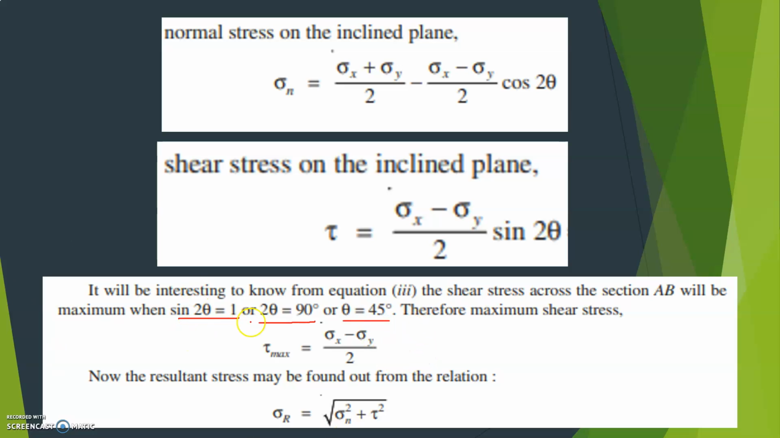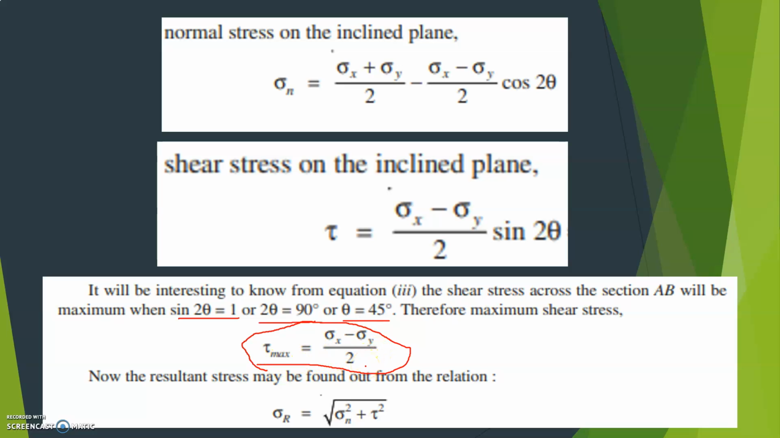So when you substitute that in the equation, you get tau maximum is equal to sigma x minus sigma y divided by 2. If you substitute in this equation sine 2 theta equal to 1, so 2 theta is equal to 90 degree, theta is 45, this becomes 1. So tau maximum is only sigma x minus sigma y divided by 2. See the difference. This is shear stress. Total shear stress you have to find using this formula, but maximum shear stress is only sigma x minus sigma y divided by 2.